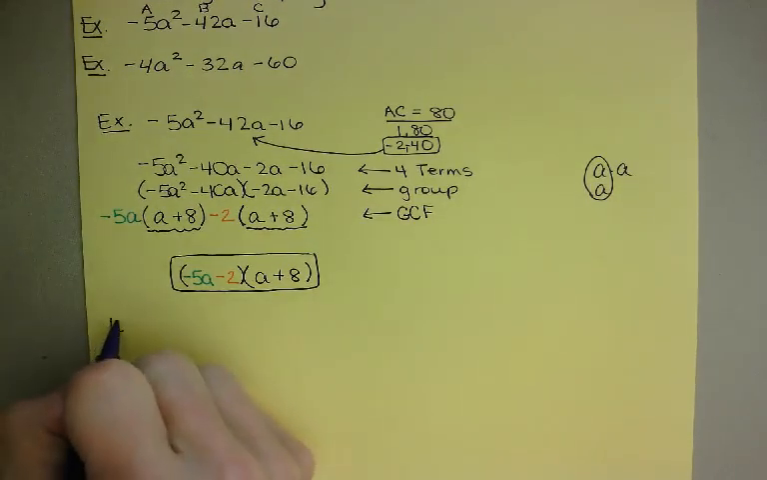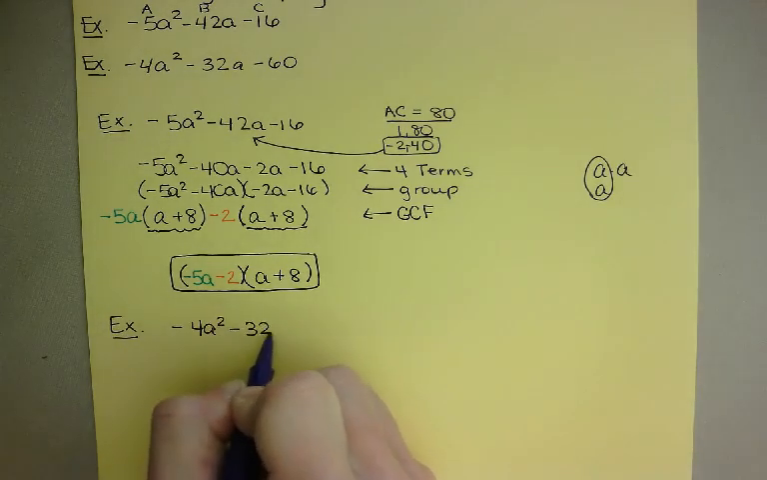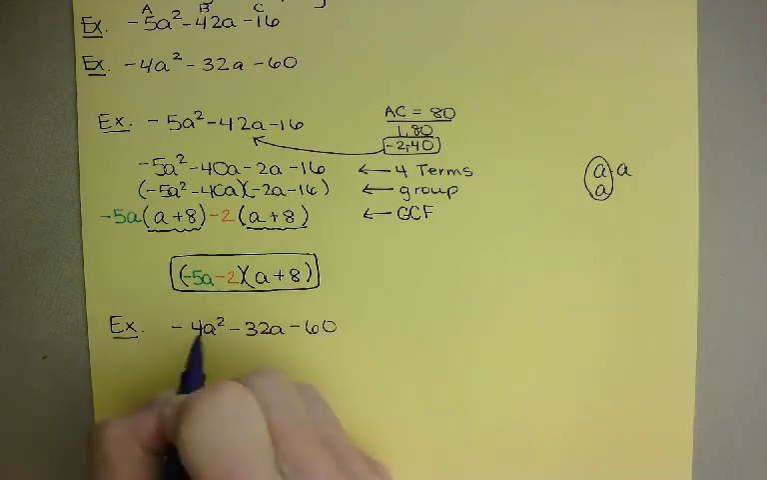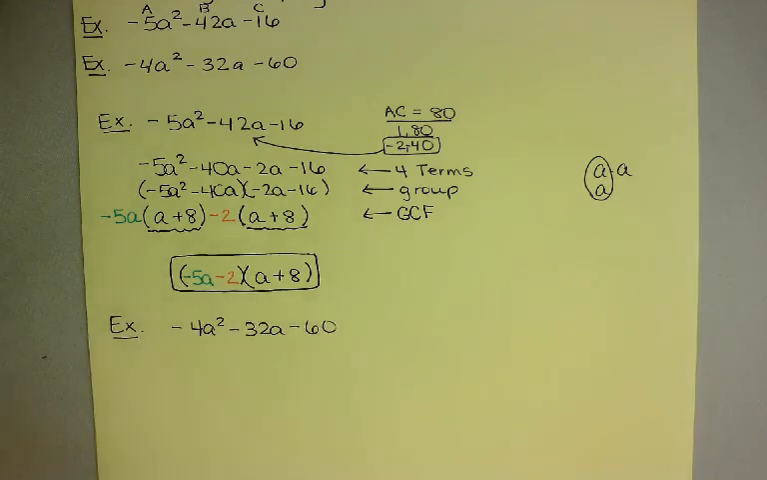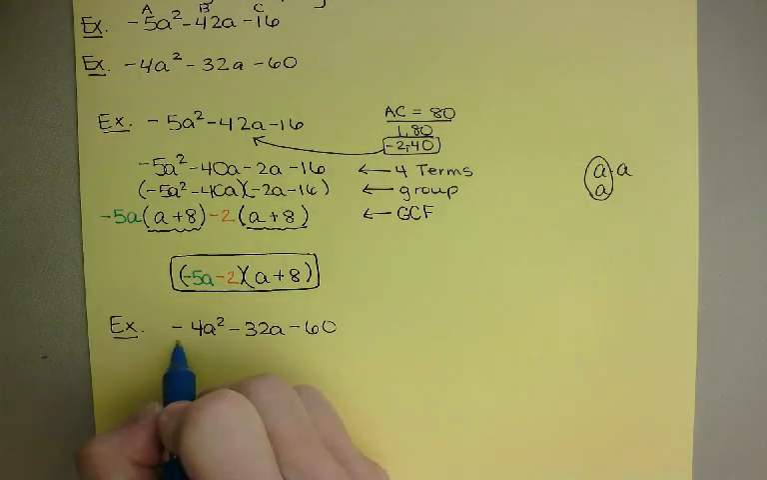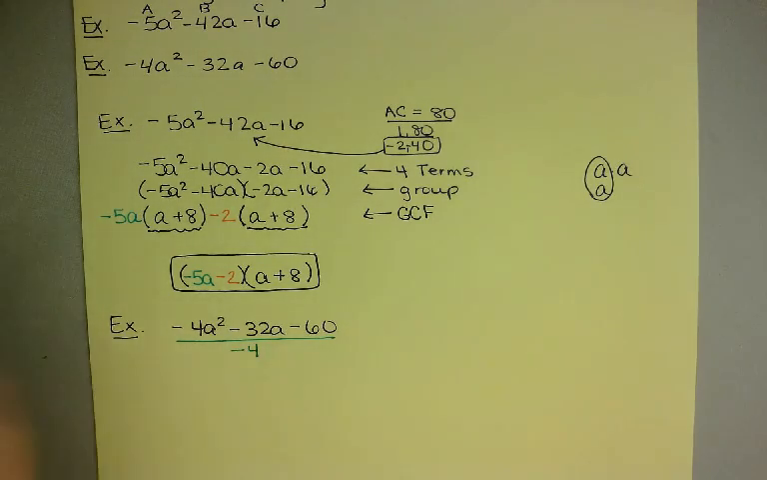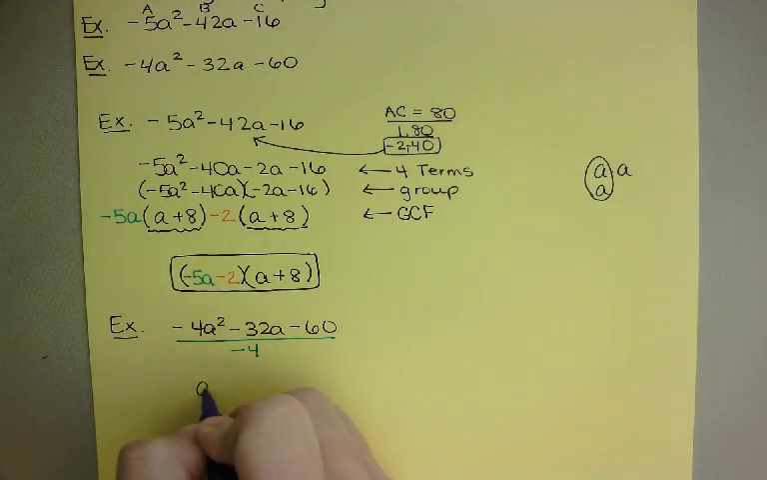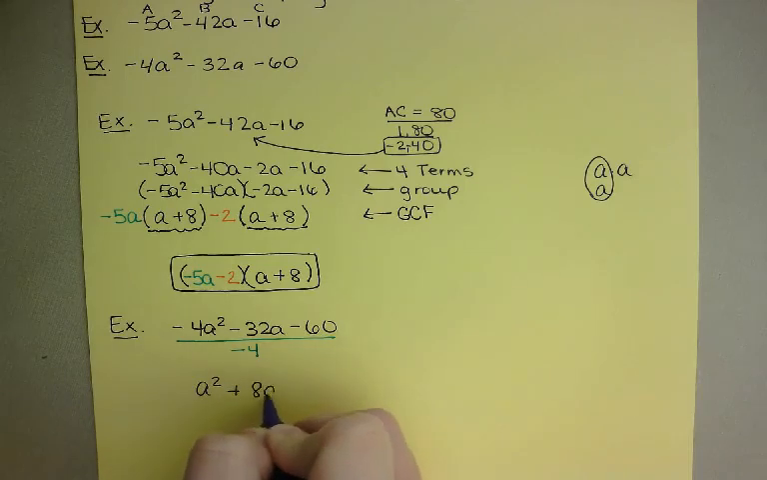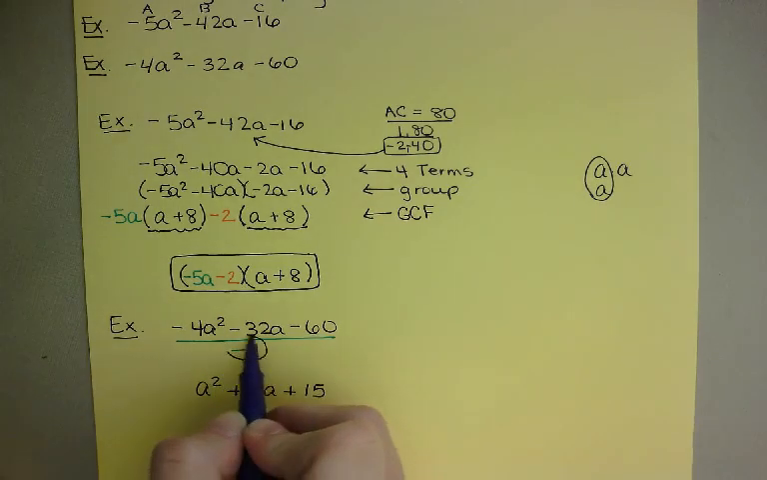Now let's take a look at the second example. I could just dive right in and do A times C again, but that's going to give me a larger number. Hopefully you realize that all of these numbers are divisible by a negative 4. If we can shrink our numbers down, you want to do that. That would give me a squared plus 8a plus 15. I'm going to remember this negative 4 for my answer later.